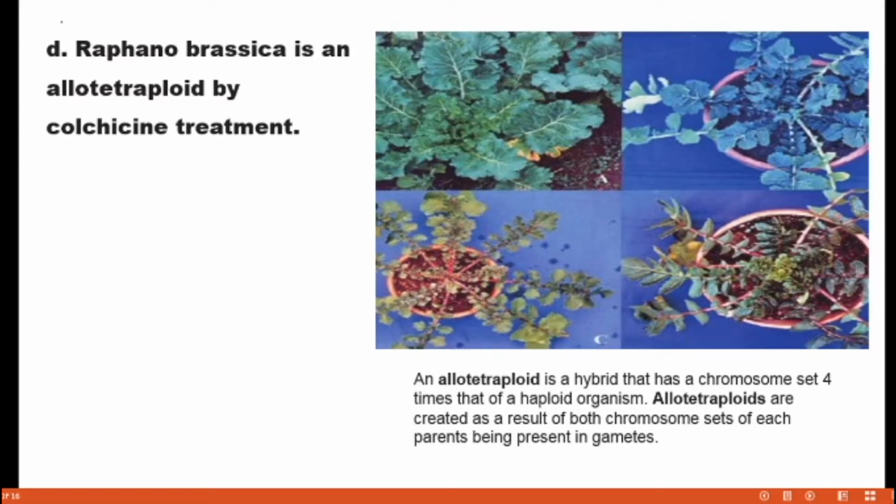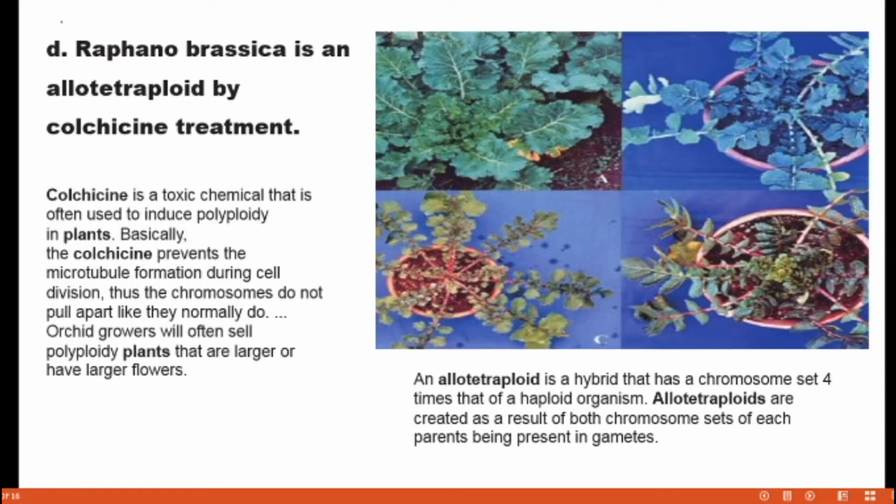How are they making it? Because of the colchicine treatment. It's one of the chemical substances to make plants become allotetraploid. Colchicine is a toxic chemical that is often used to induce polyploidy in plants. It's a chemical substance which helps plants become polyploid. Basically, colchicine prevents microtubule formation during cell division. Thus, the chromosomes do not pull apart like they normally do.